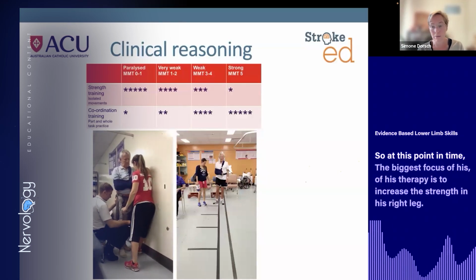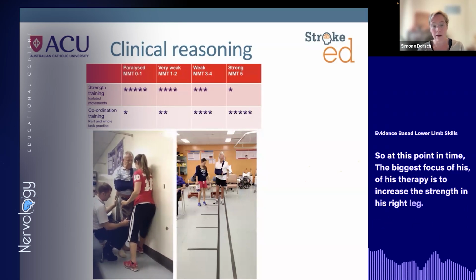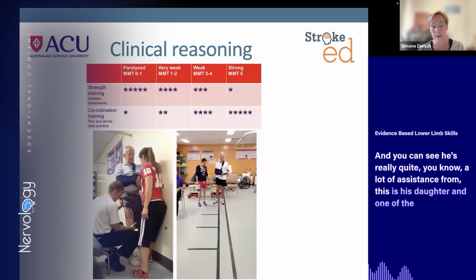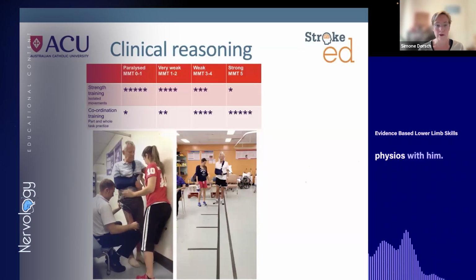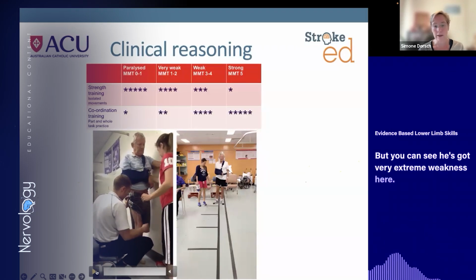So at this point in time, the biggest focus of his therapy is to increase the strength in his right leg. And you can see he's getting a lot of assistance from, this is his daughter and one of the physios with him. But you can see he's got very extreme weakness here.